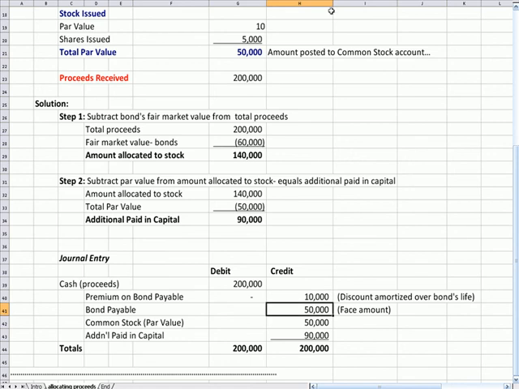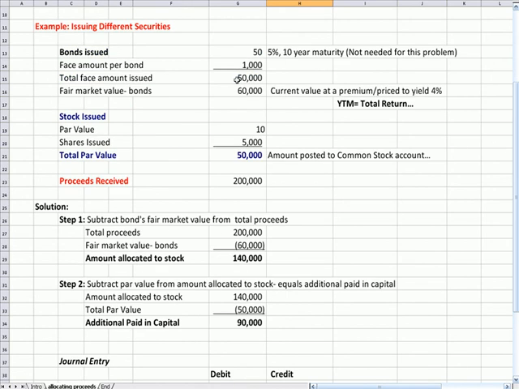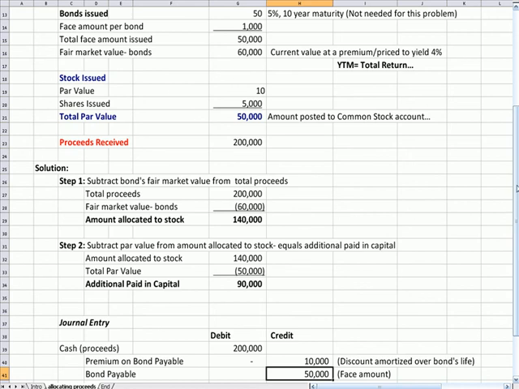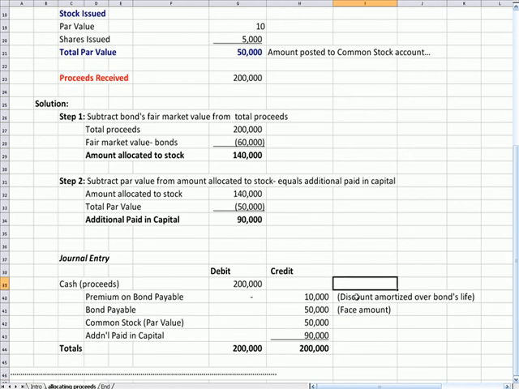So to make debits equal credits, I could make the credit equal to the fair market value less the face amount, which would be a credit of $10,000, and that credit would be a premium amortized over the life of the bond, just as the discount on bond payable was amortized over the life of the bond.